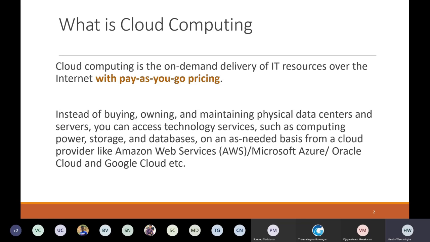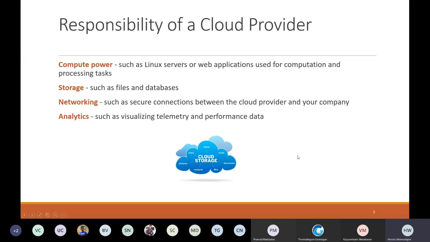resources that you used. If we go to the next slide, this says responsibility of a cloud provider. As I said, since we are renting from somewhere, we have a cloud provider, so there is a responsibility for the cloud provider as well because we are taking the service from him. You can see compute power, storage, networking, and analytics. These are the basics when it comes to cloud computing. The cloud provider should be responsible for these things.